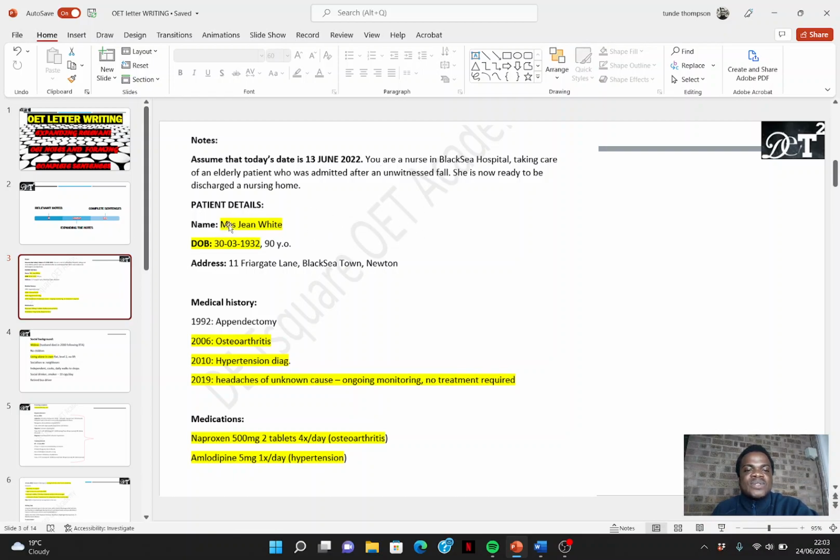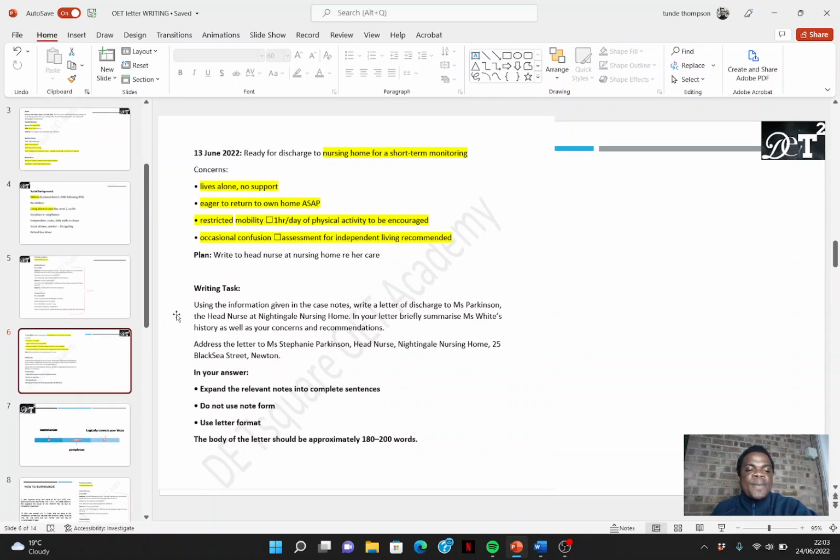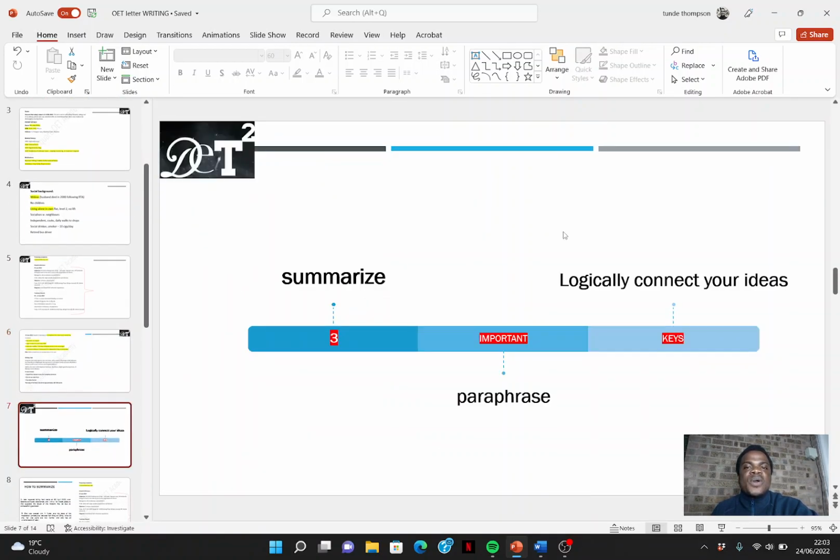In this case note, I was able to select relevant information for you. These are the ones highlighted in yellow. And for this one that we use, we put in a red bracket. This information, we are going to summarize and use it to form complete sentences. All right.